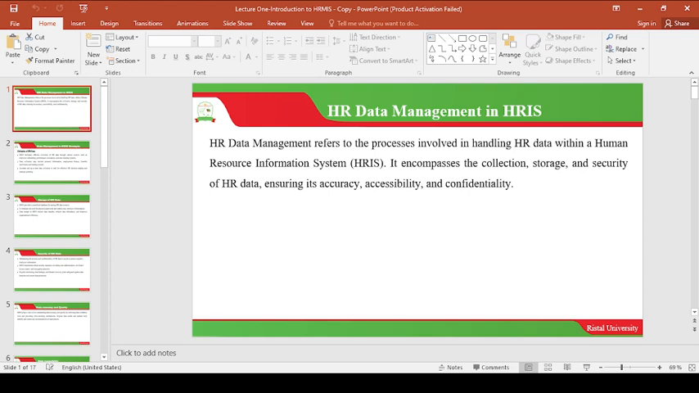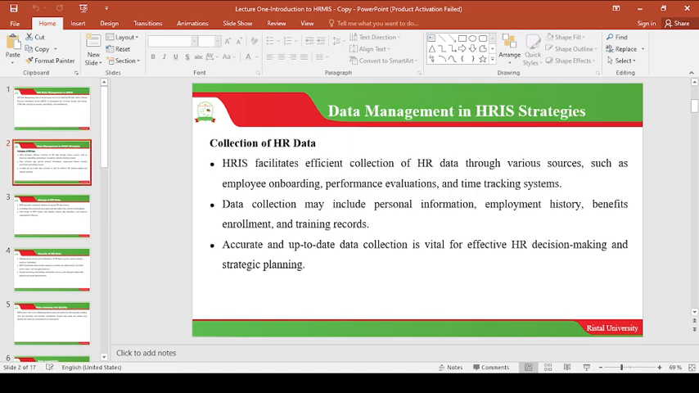So under data management, it is the responsibility of the human resource team or the people who are managing the data to make sure that such confidential information is not revealed to the public or to the other employees in the organization. So basically, that is what we are looking at in this presentation. Now, let us look at the data management in human resource information system strategies. What are the strategies you need to use when managing data?